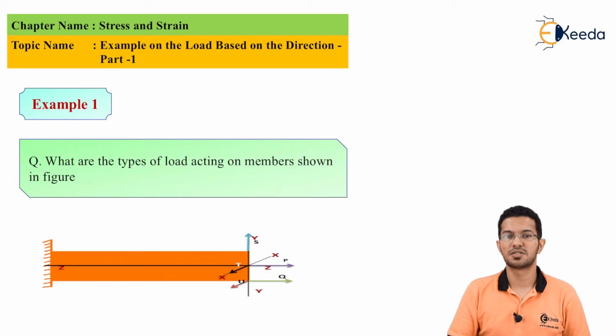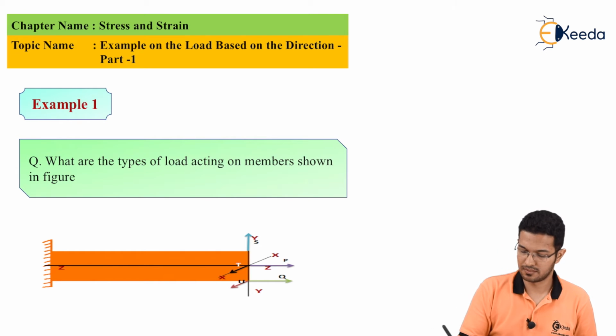First, let's mention the axis. We know that the x and the y axis are transverse axis, whereas z is the longitudinal axis. Let's make a mention about these things.